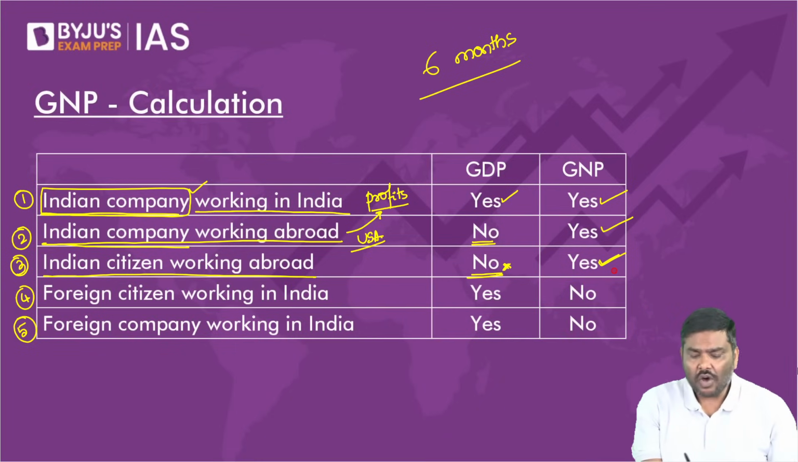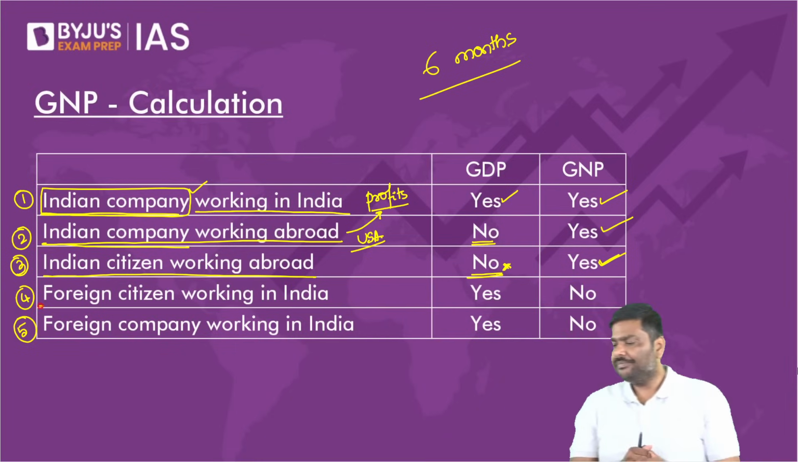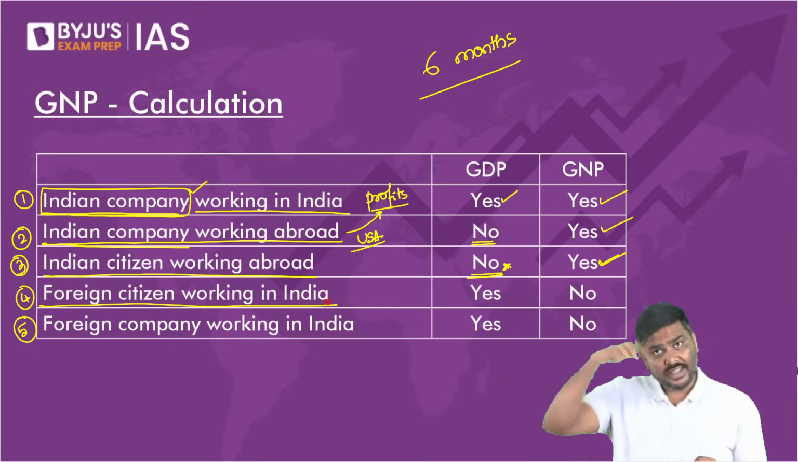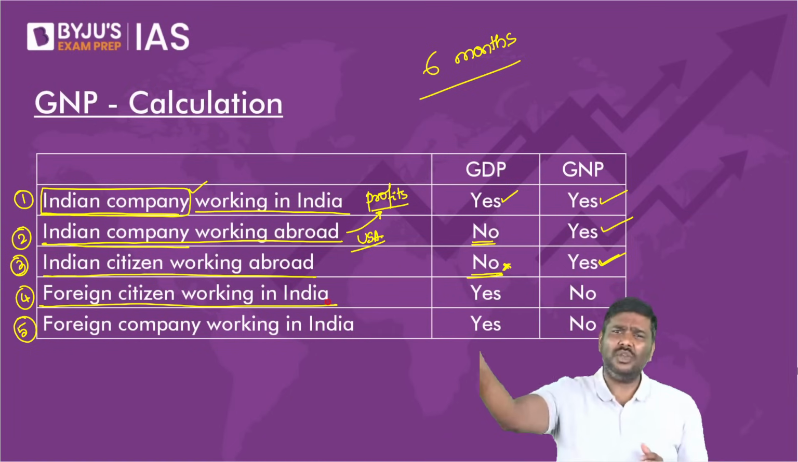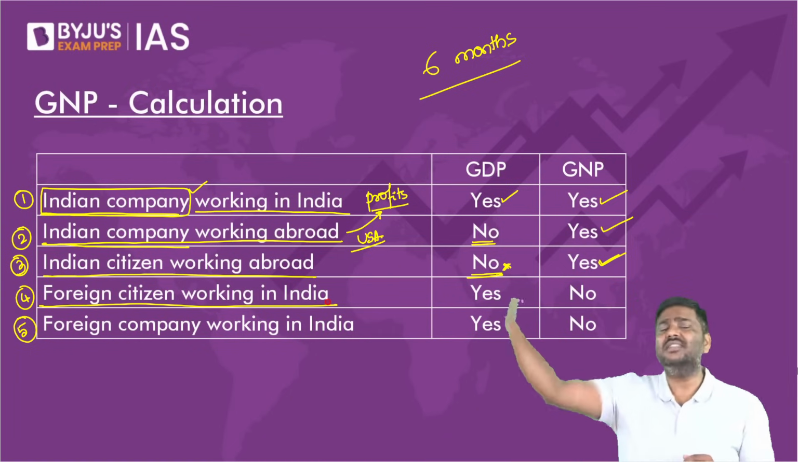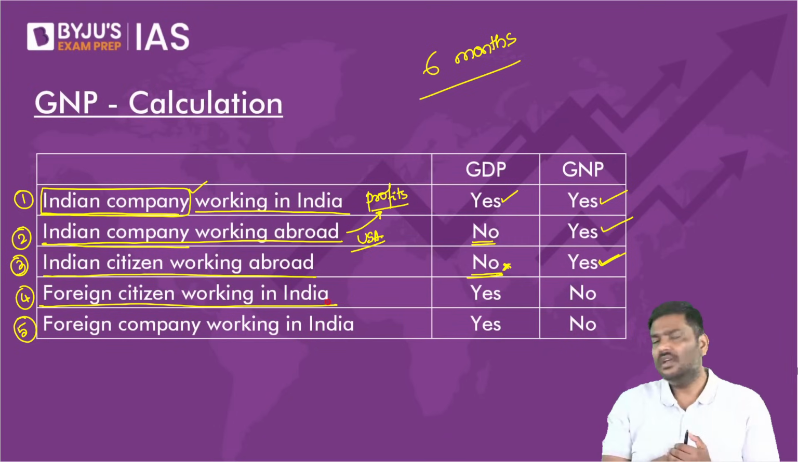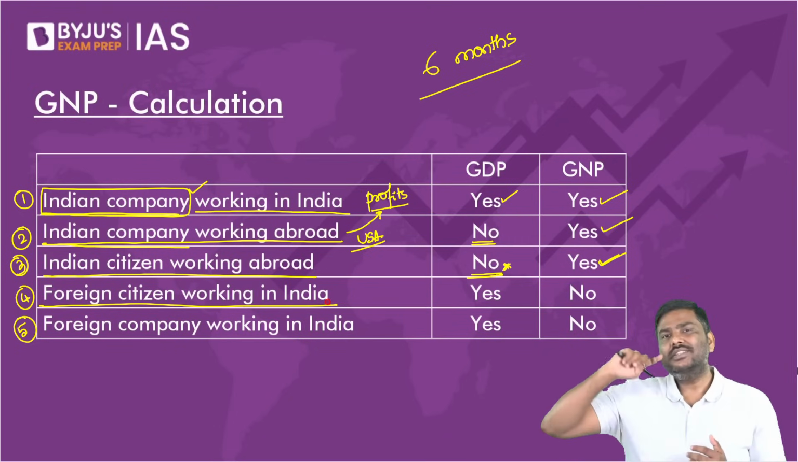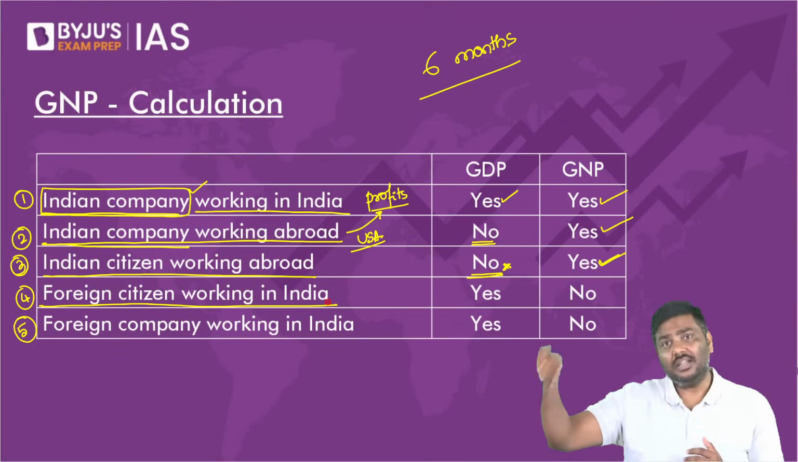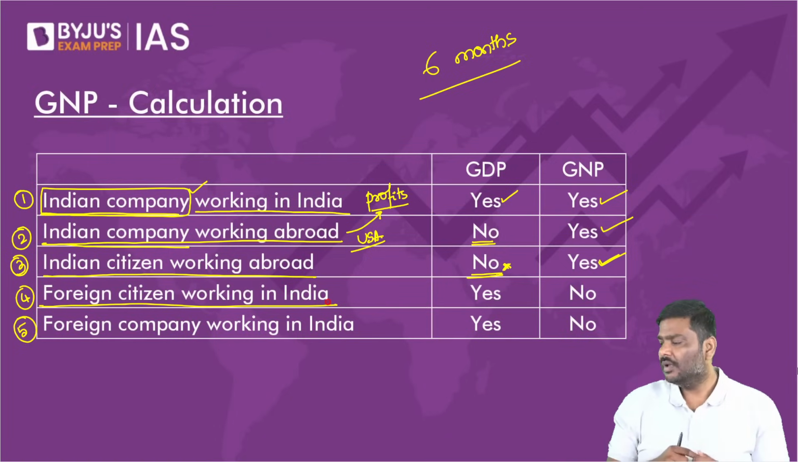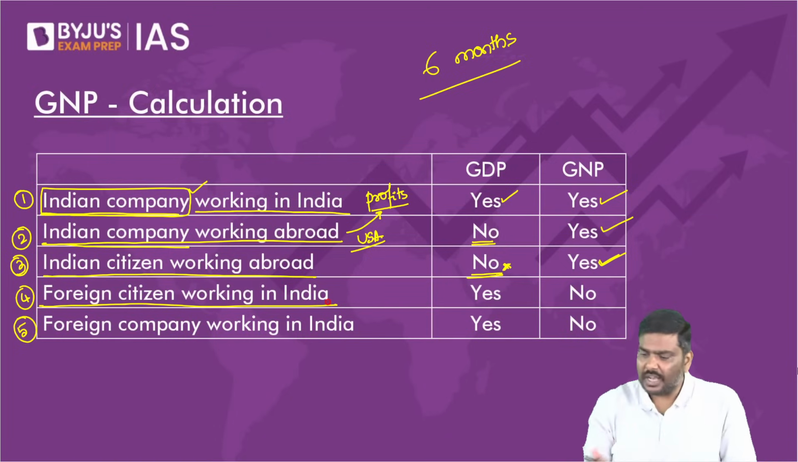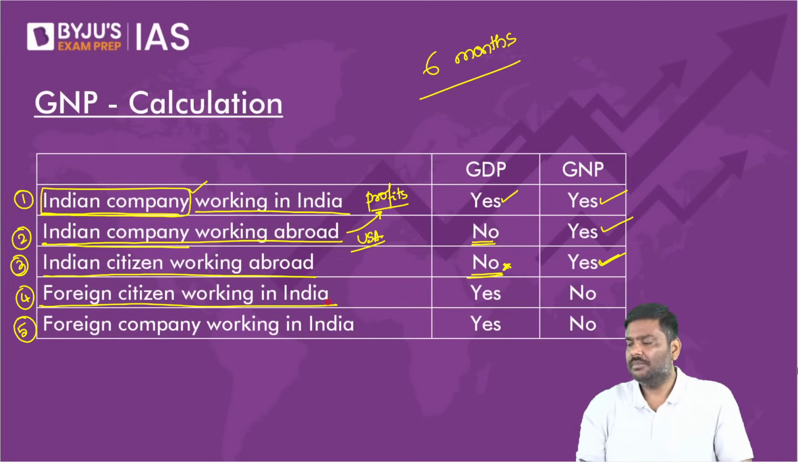Next one. Foreign citizen is working in India. Just like you have gone to USA, imagine a specialist or a consultant will come to India for 3 months, for 6 months. Question number 1. Salary earned by this foreign consultant working in India, will it be counted as part of GDP? Answer is yes. Some of you are saying no.